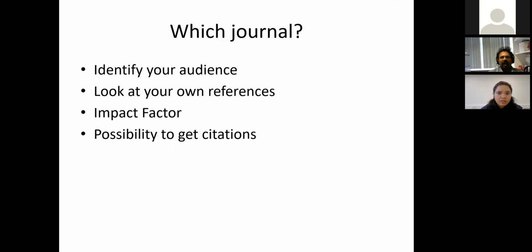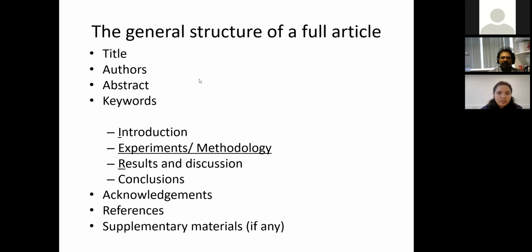You should also look at the impact factor of the journal. And also, it's important as an emerging researcher to get citations. So you also need to consider the possibility of getting citations. So the general structure of a full article is: the title, of course, first, then authors, abstract, keywords, introduction, experiments or methods, results and discussion, conclusions, acknowledgements, references, and also supplementary materials.